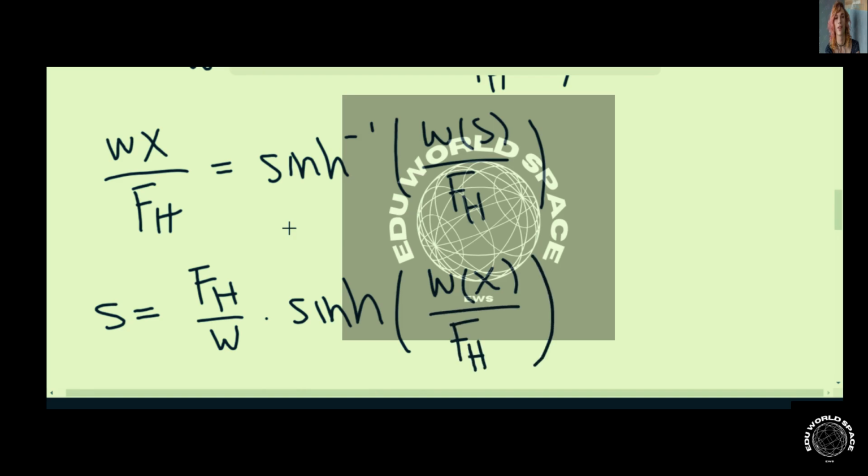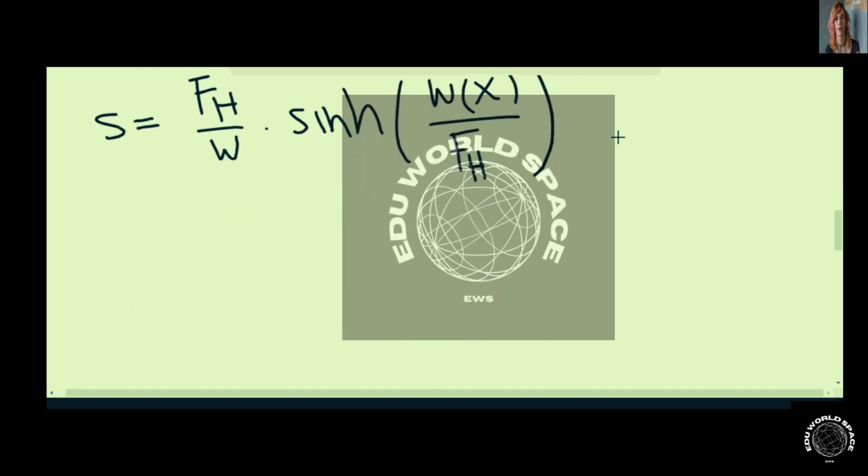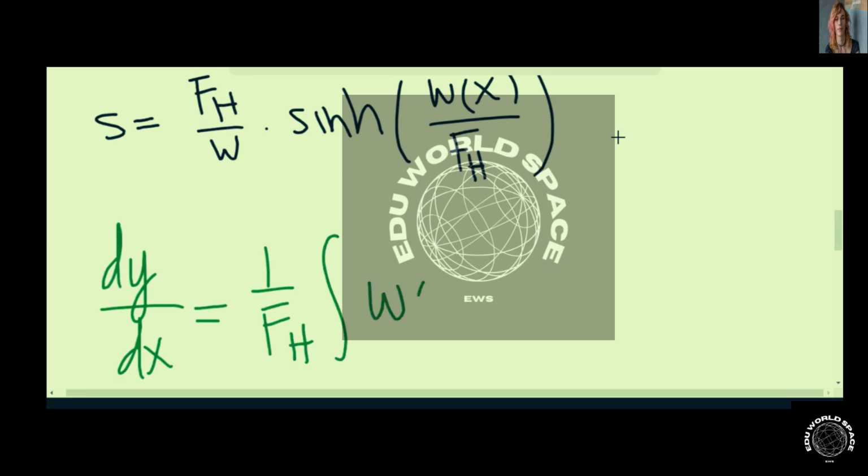With this equation on hand, we're actually going to set this to the side for a moment because we know w, we know x, we're looking for s, but we don't know F_h. So we need to somehow find a way to solve for F_h. And the way that we're going to do this is by using this equation, where dy over dx equals 1 over F_h times the integral of w as a function of s times ds.